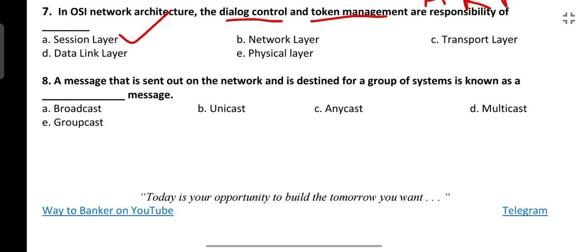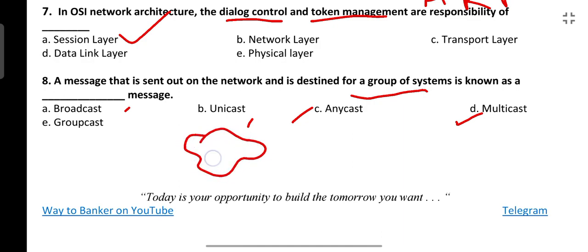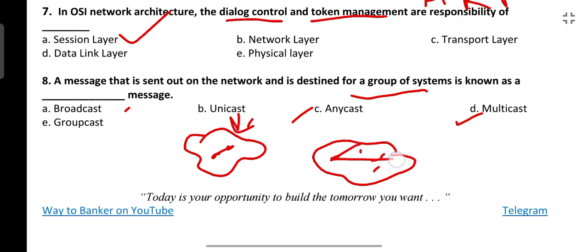Next is, a message that is sent out on a network and is destined for a group of systems is known as a multicast address. So what are anycast, unicast and broadcast? Suppose there is a network or group of people. Whenever the intent is one to one, that is unicast. Broadcast is for a group of network hosts. There are many hosts, this is the sender, and whenever the intent is to reach everyone or every device, the addressing is broadcast. What is multicast?